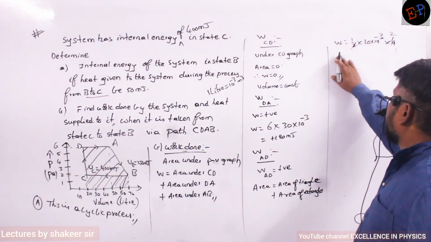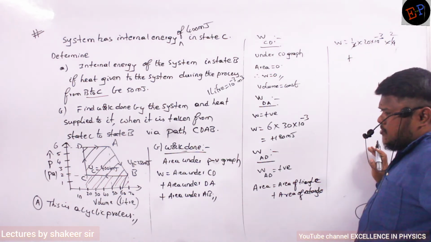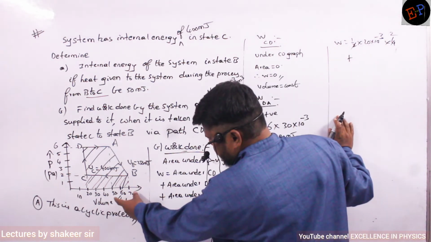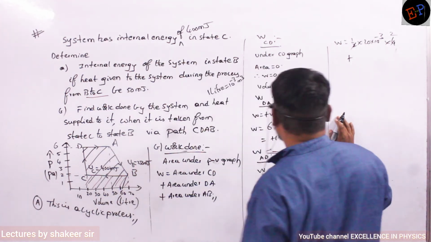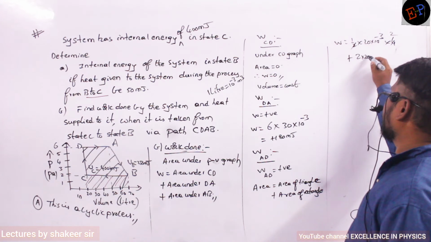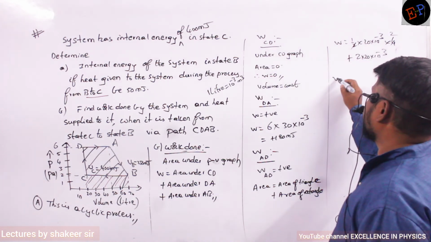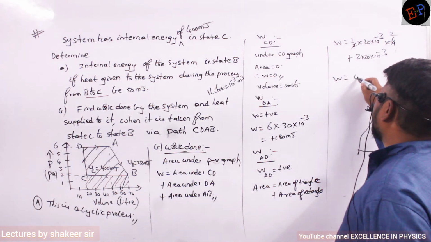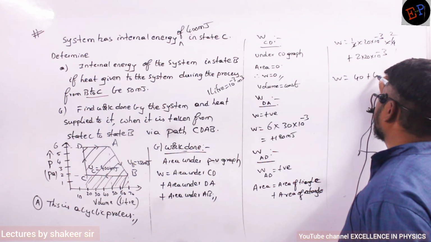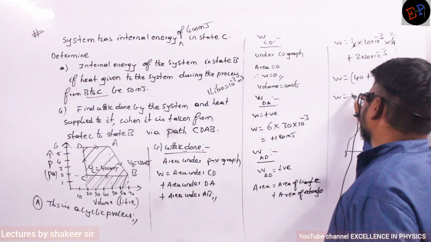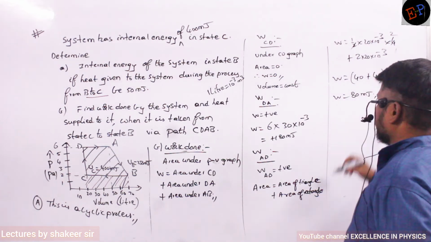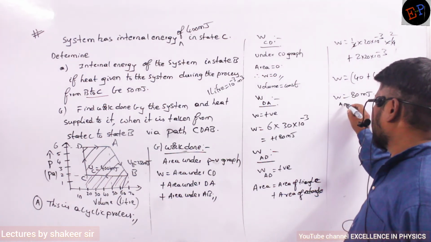I will calculate the triangle, and the rectangle also I have to calculate. This is again how much? 20, and this is 2. So 2 into 20 into 10 power minus 3. So what is the total work done? 40 plus 40, multiplied by 10 power minus 3. So work done is 80 millijoules. From where to where? From A to B.